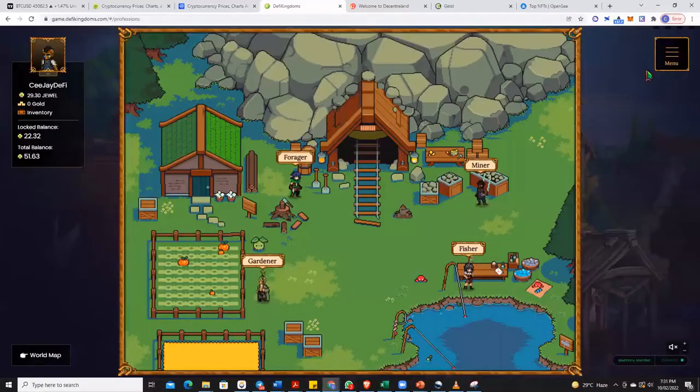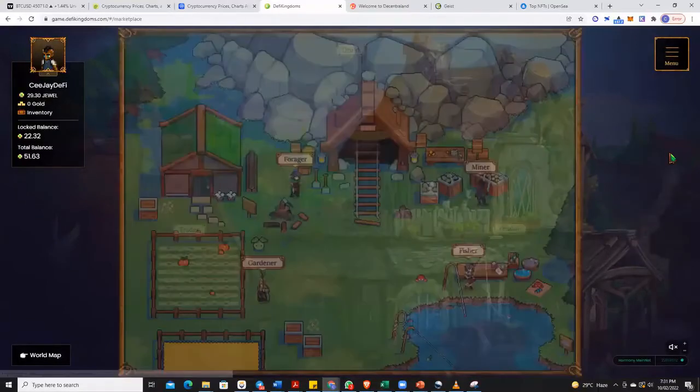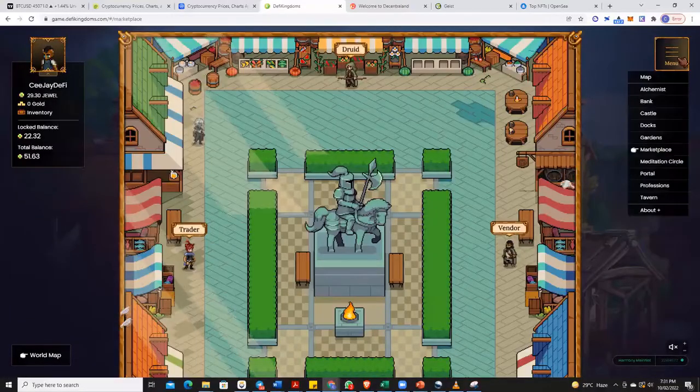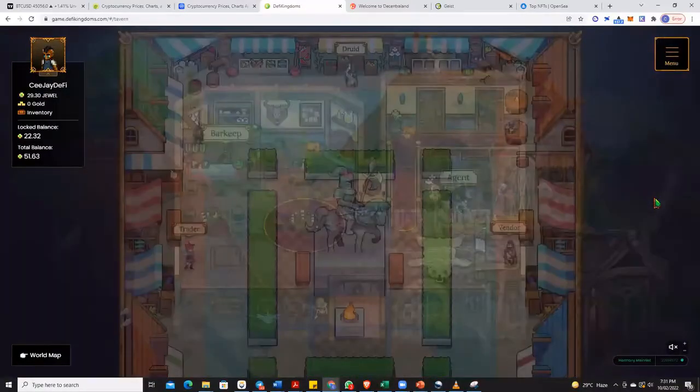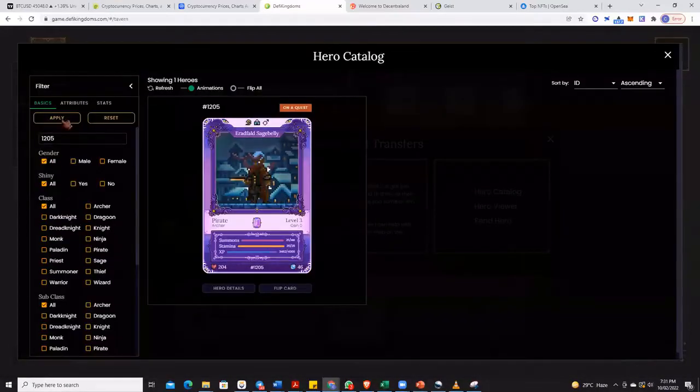And I hope I can just do the navigation to get there. I think it's the tavern, professions. Okay, let's go to the marketplace. No, it's the tavern. It is definitely the tavern. Absolutely. Good. Hero catalog 1205. Fantastic. All right. So this particular strange looking creature that you look at here is an example of one of the NFTs that you can buy on this website.